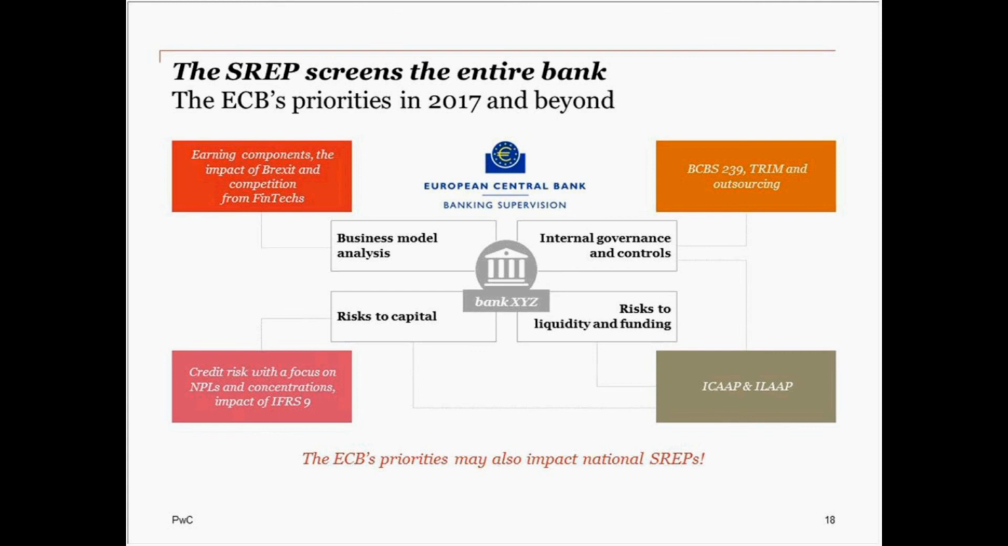Many thanks, Alex. So yes, to finish off this session on SREP and Pillar 2, I wanted to finalize the presentation by talking about some of the ECB's key priorities into 2017 and beyond. And you can see here we've organized this across each of the 4 key pillars of the supervisory review and evaluation process as run by the ECB. Maybe to start off with, in the bottom right, in terms of the risk to capital, risk to liquidity funding, and this also touches on internal governance and controls, ICAAP and ILAAP. Of course, this is always a key part of the supervisory review and evaluation process from supervisors.